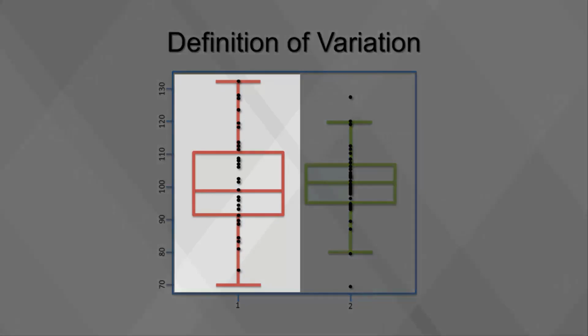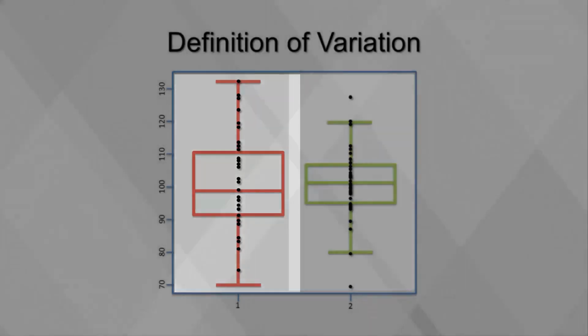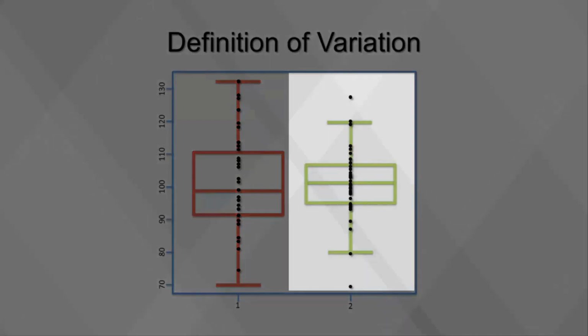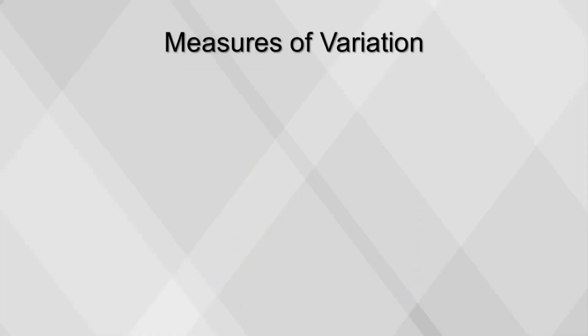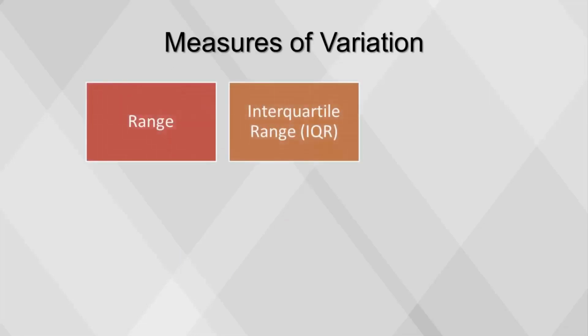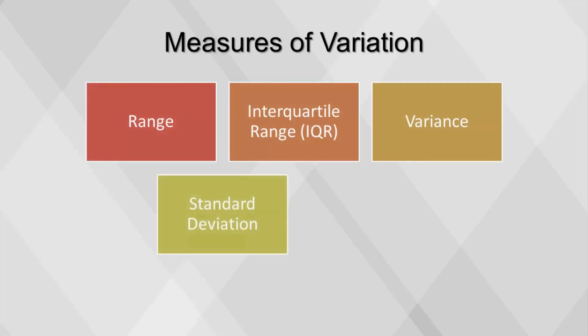Variables that have values that are spread out have higher variation, while variables with values very close to the mean have lower variation. The following measures help us understand how the values for a variable are spread out around the mean: range, interquartile range, variance, standard deviation, and standardization.